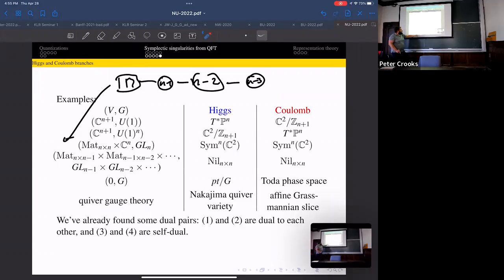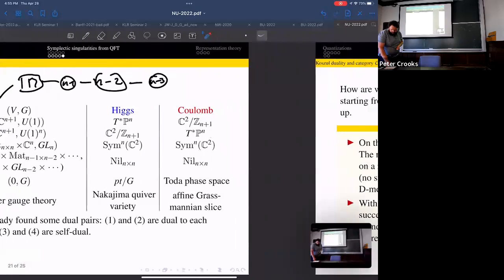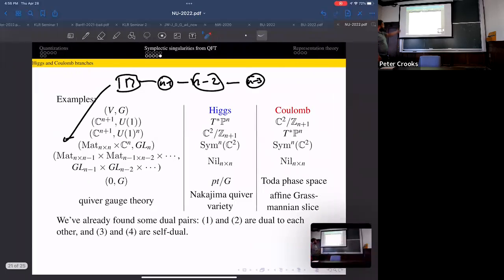And for quiver gauge theories, I can get Nakajima quiver varieties as Higgs branches. That's really the definition of Nakajima quiver varieties. And at least in finite type on the right-hand side, I get affine Grassmannian slices. And this is suggesting that we found some dual pairs of theories, or self-dual theories, as the case may be. What are 1, 2, 3, and 4? Which row? Okay. Right, so the first two rows are dual to each other.